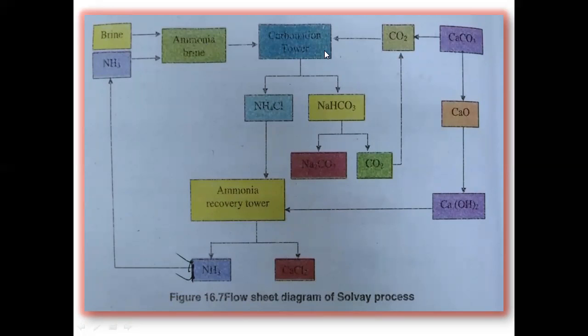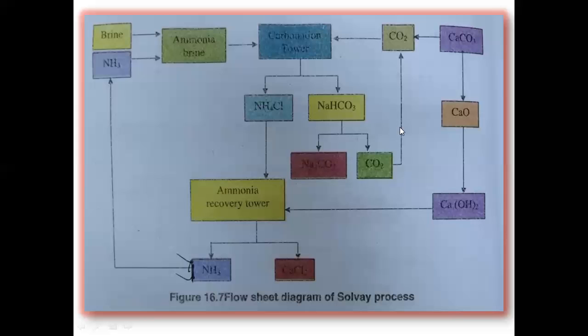the carbonation tower. Carbon dioxide is passed through this carbonation tower, and that carbon dioxide will react with ammonia and with ammoniacal brine, and then will give us sodium hydrogen carbonate and ammonium chloride. Ammonium chloride is used in the ammonia recovery tower, and sodium hydrogen carbonate is heated. After heating, it will give us sodium carbonate and carbon dioxide gas.